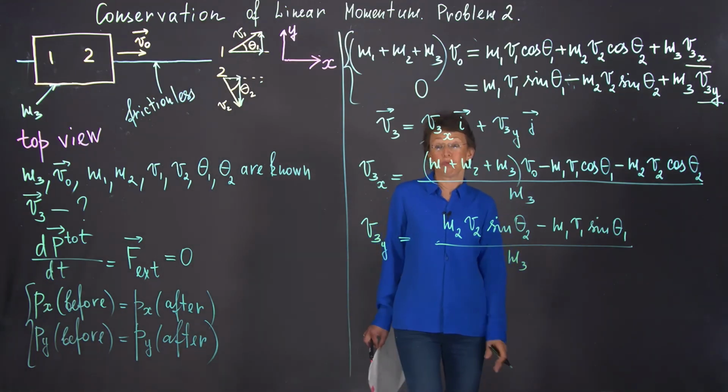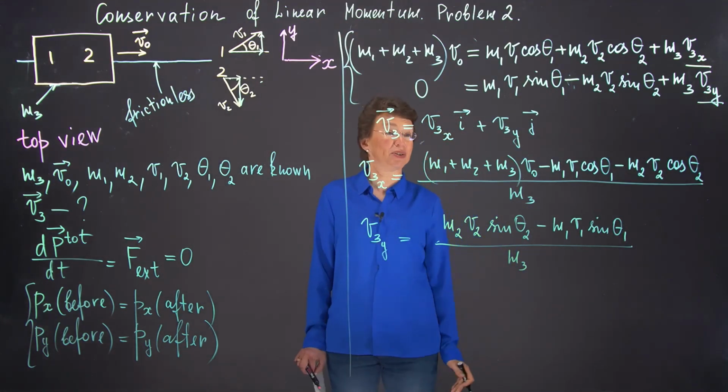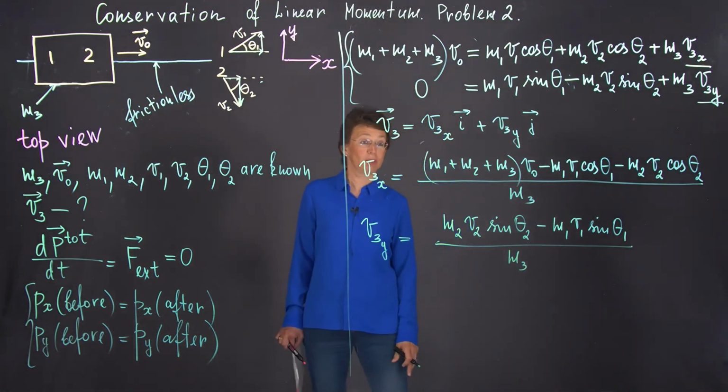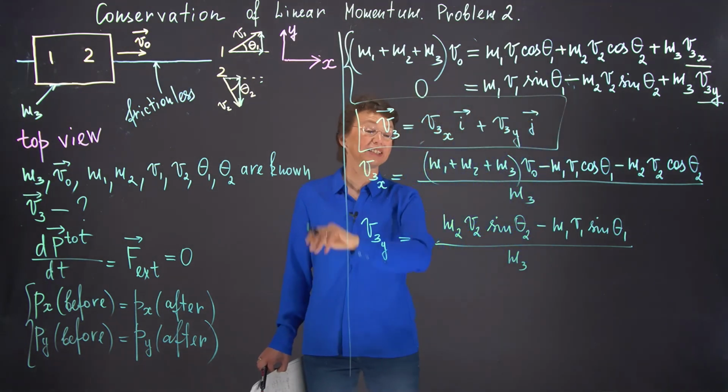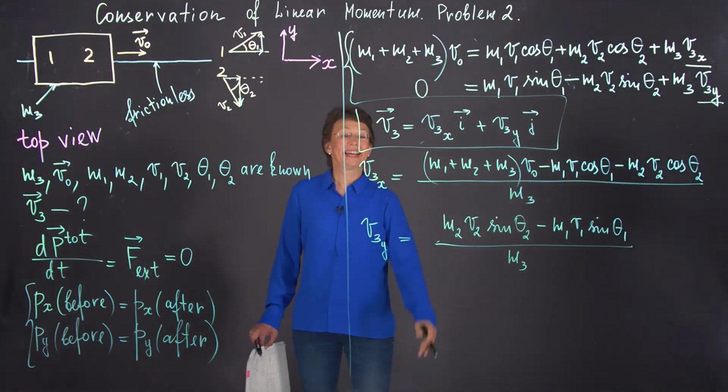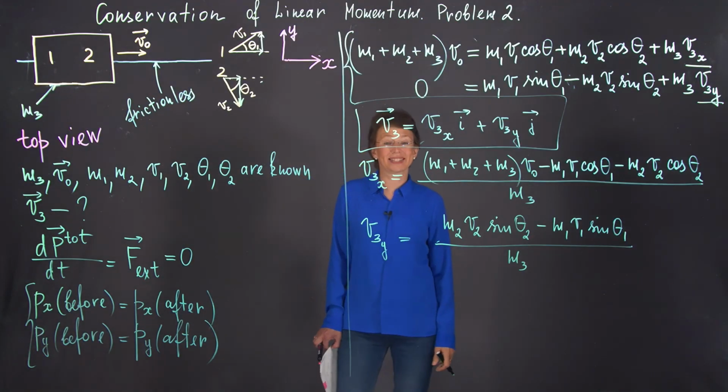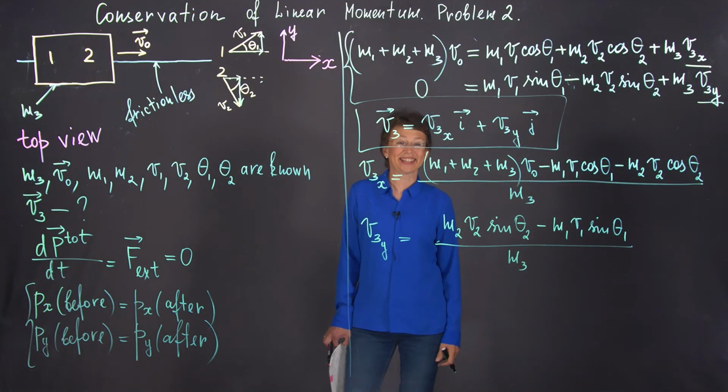So we know both components of the velocity of the sled after these two people jump off, which means that we know the vector. And we can find the magnitude and direction of this vector v3. Problem solved?